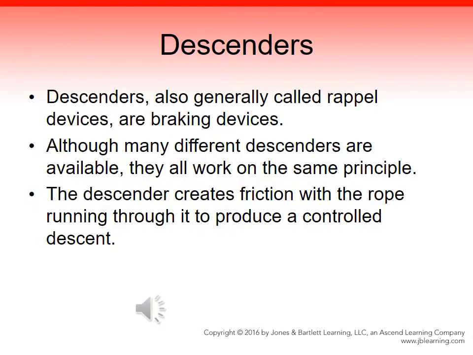Descenders, also generally called rappel devices or braking devices. So there are a lot of different kinds, but they all operate on the same principles. Some of the same equipment can be used as braking devices to lower people or equipment under control. Such lowering operations may be required during rescue activities. Although many different descenders are available, they all work on the same principle. The descender creates friction with the rope running through it to produce a controlled descent, and in most cases, the user controls the speed of the descent by pulling on the section of rope below the descender to create more friction.